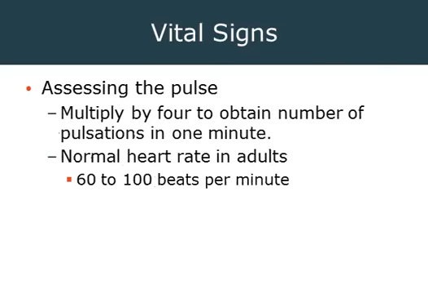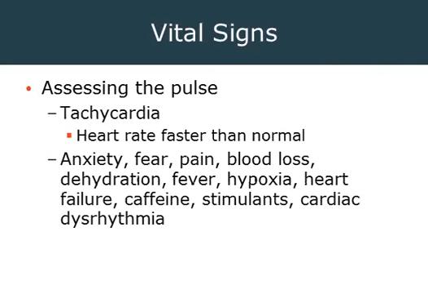So the normal heart rate in an adult is 60 to 100 beats per minute, which really should not be earth-shattering to anyone. In tachycardia, we have a heart rate that is faster than normal, so 100 or greater.